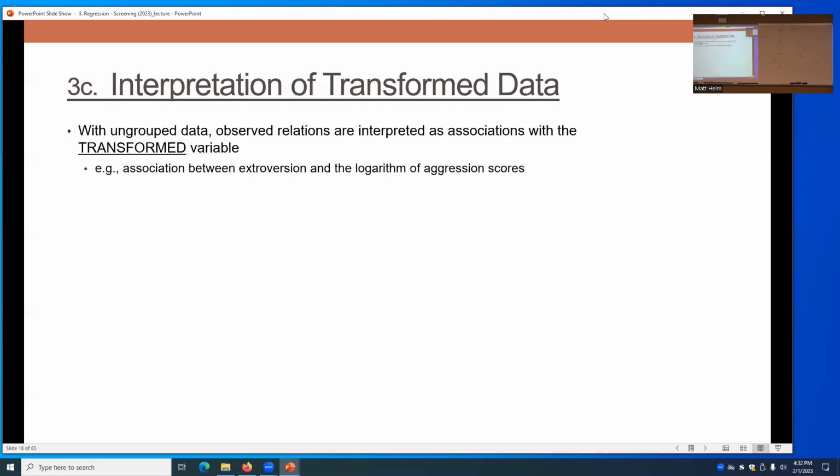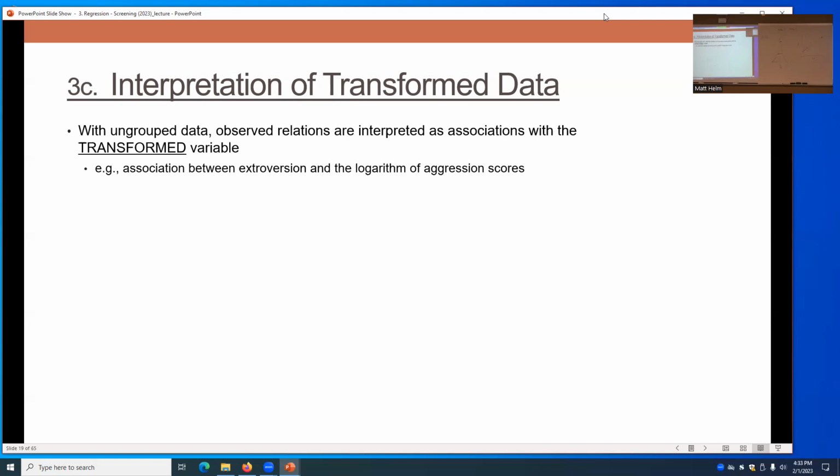All right. Now, how do we interpret our transformed data? If we're using our ungrouped analyses, so our regressions and things like that, we're interpreting our observed relations as associations with the transformed variable. So we're saying this is the association of extroversion with the log of regression scores. Now, if you don't know what the log of regression scores are, I'm sorry, but that's the measure that we looked at. So we need to be explicit about that, so we're not misleading.